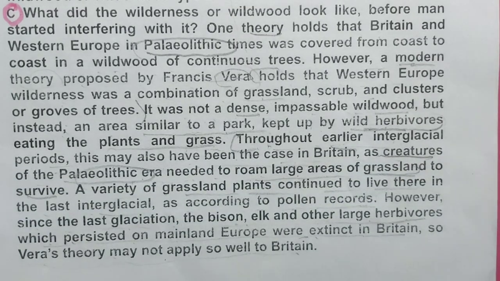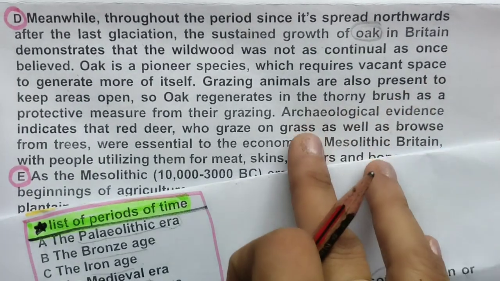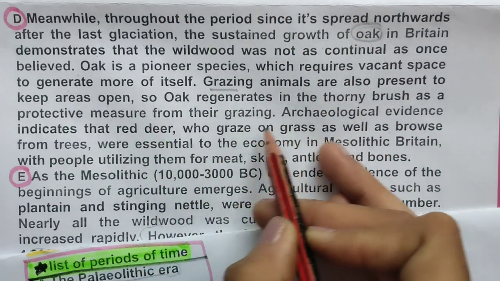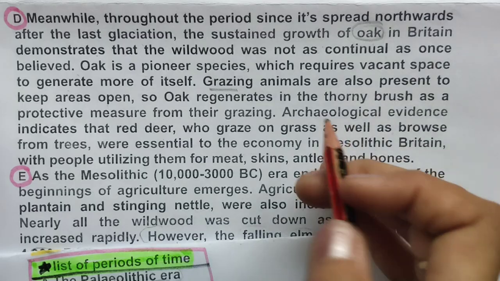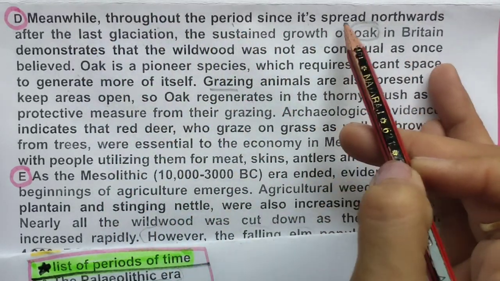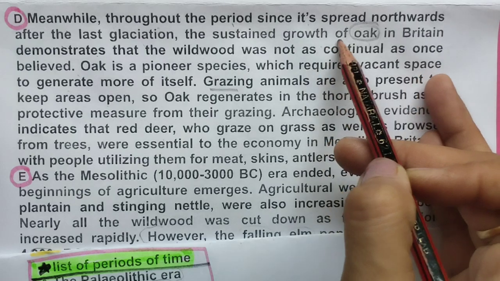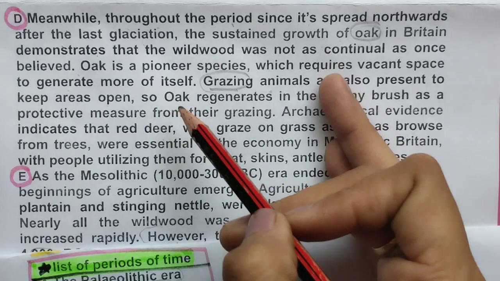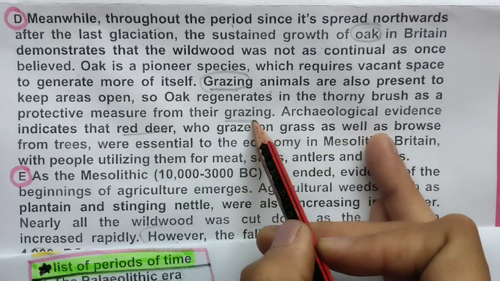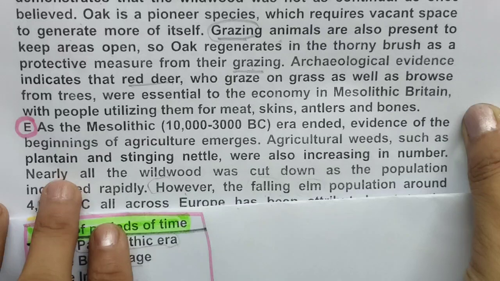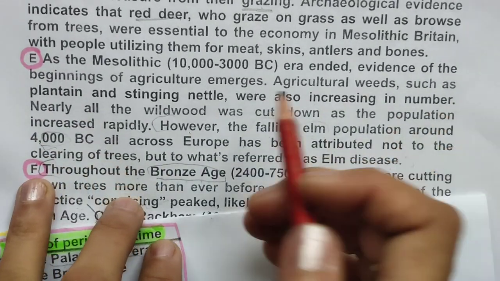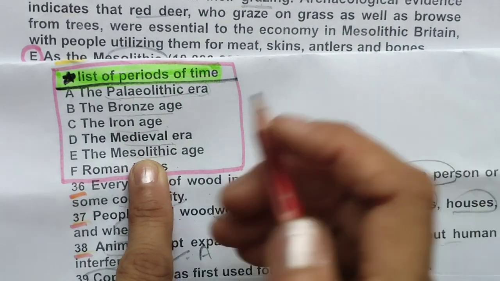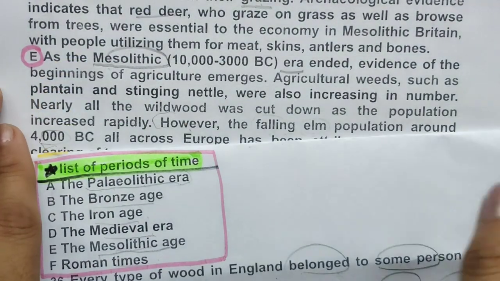Now next paragraph. Now next D paragraph we are, yes, grazing is here, but no, let's go to another era. Meanwhile, throughout the period since it spread northwards after the last glaciation, so we have already read this paragraph. Here also they are talking about animals, so they are continuing with the Paleolithic era. See this animal is there. Okay, let's move to the next paragraph, E paragraph, Mesolithic era. So this we needed, this one, yes, E1 we have found it, and let's read it.